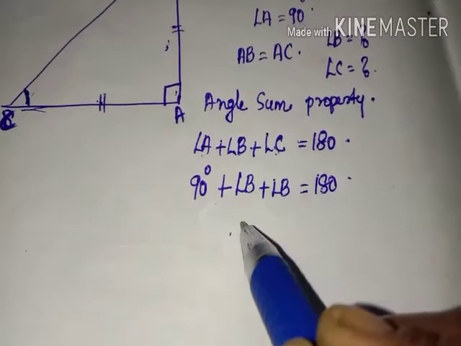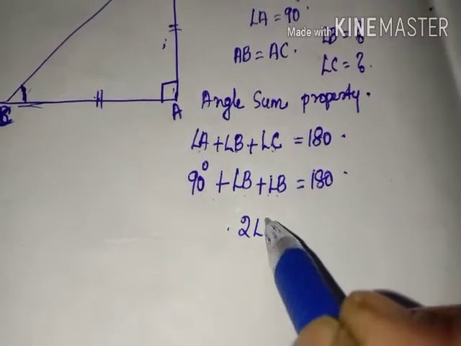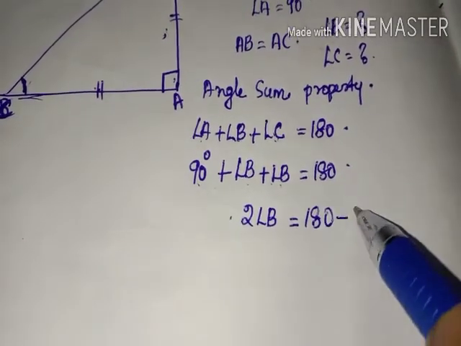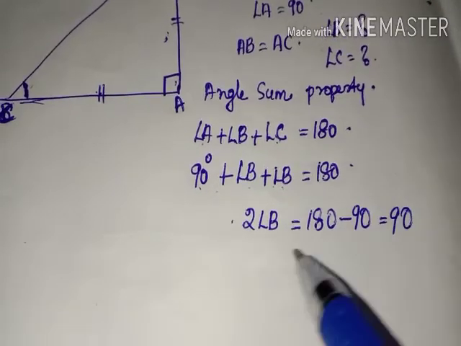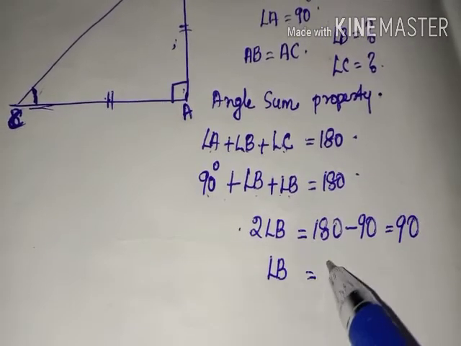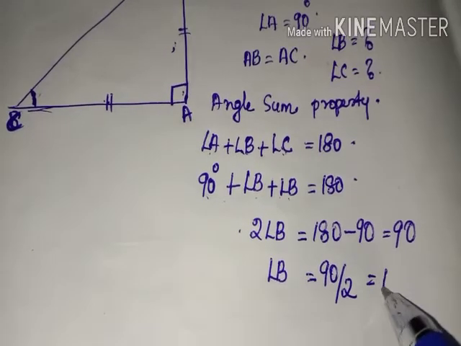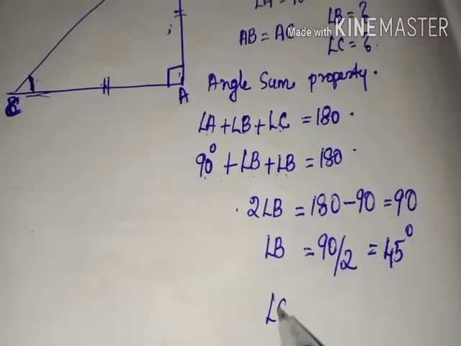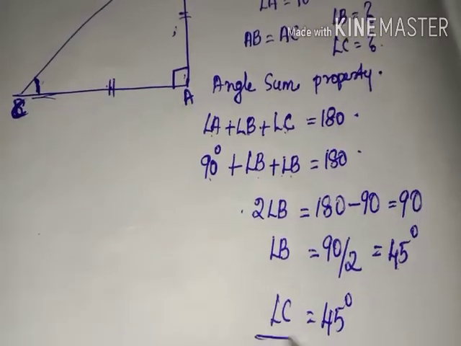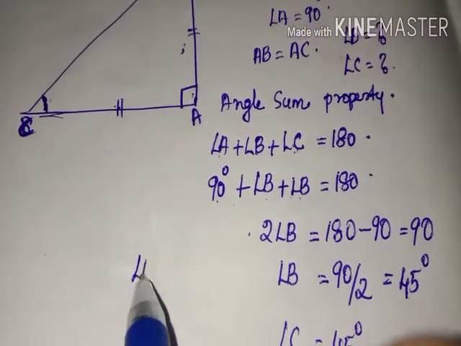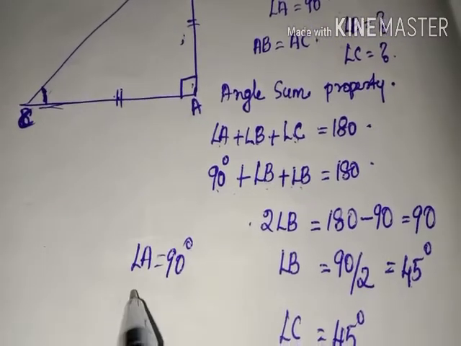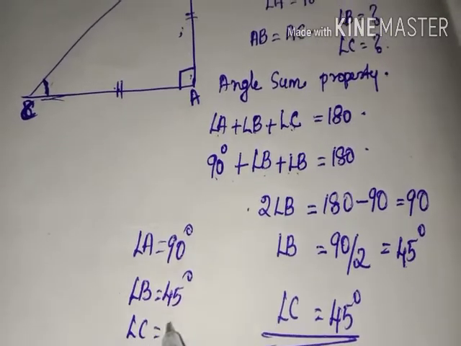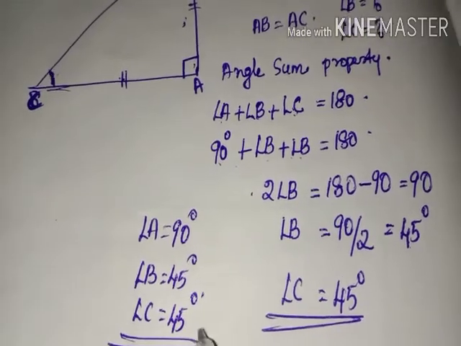Okay. Now, take 90 to the other side. Adding angle B plus angle B, we get 2 angle B. 2 angle B equal to 180 minus 90, that is 90. So, angle B equal to 90 by 2, 90 by 2 is 45 degree. If angle B is 45 degree, then what is angle C? 45 degree, because both are equal. So, we have angle A 90 degree, angle B 45 degree and angle C 45 degree. It's an easy question.